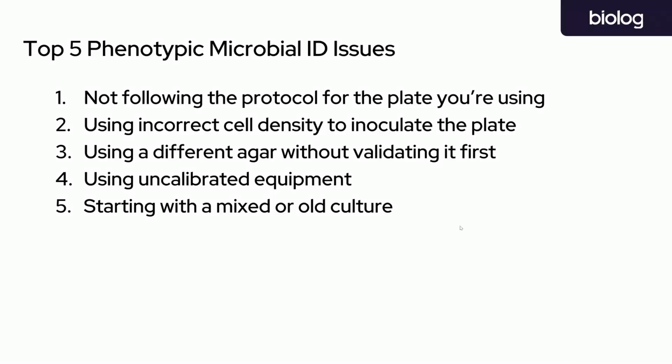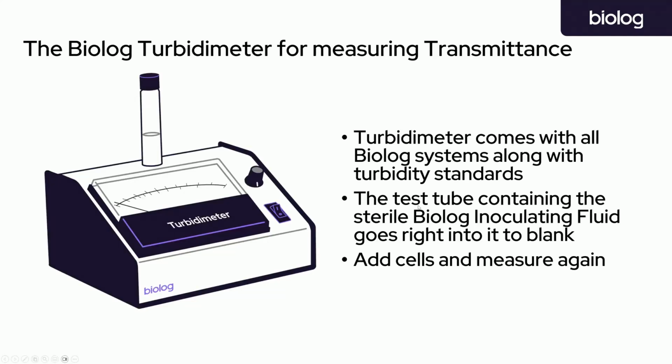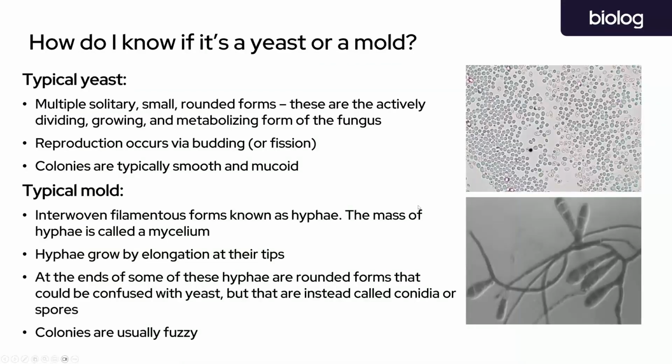We had talked about, and I see a question in the chat about, using the FF plate for yeasts. I'm trying to interpret the question: is it that you don't know if it's a yeast or a mold, or if you know it's a yeast, can you still go ahead and use the FF plate? I think we had a slide prepared for the first part of it, which is how do I know if I have a yeast or a mold? So maybe we talk about that first.